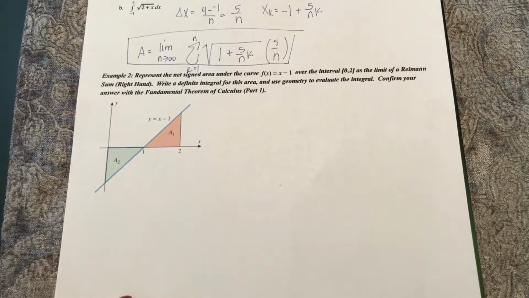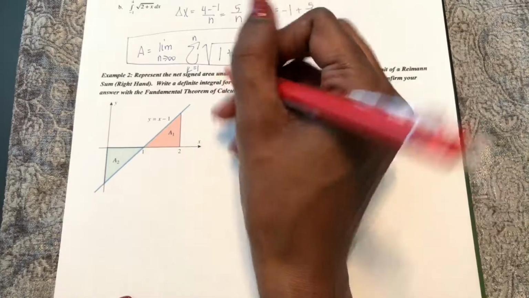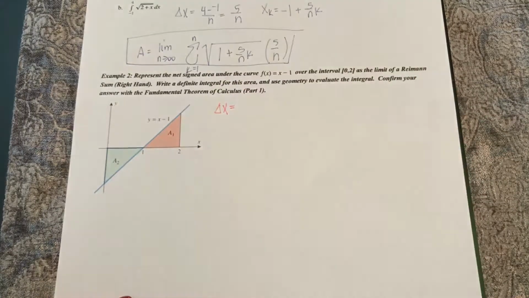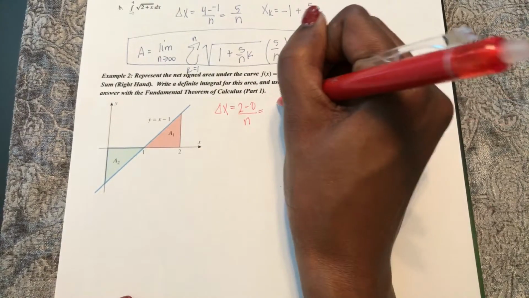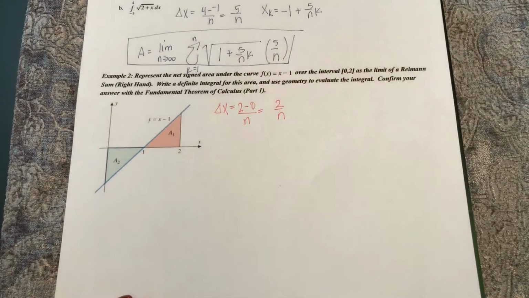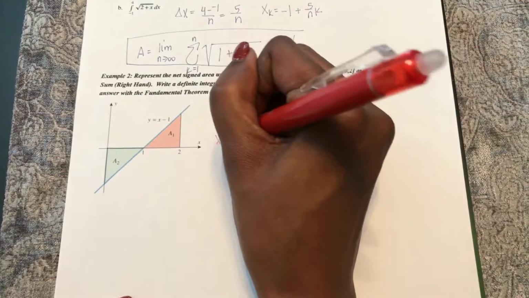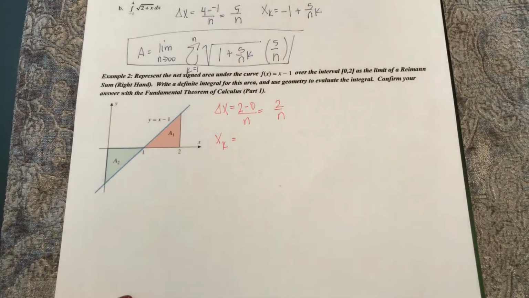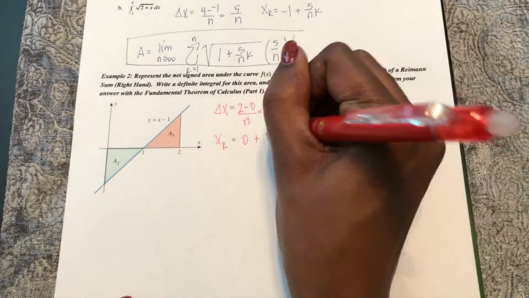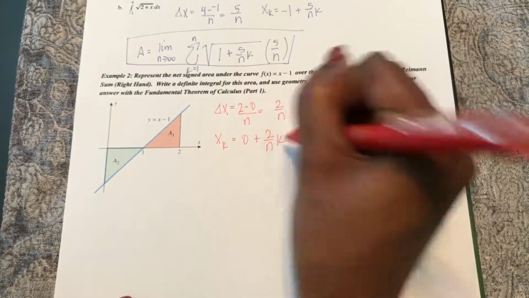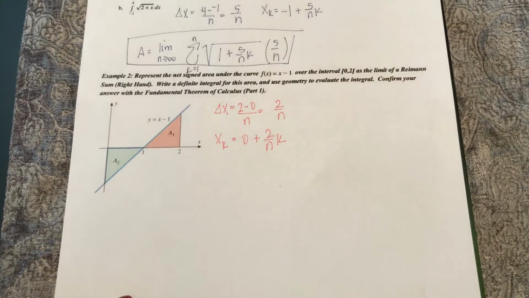So first, I want to write it as a limit of a Riemann sum. So first, I need to figure out the base of each of my rectangles. It's going to be b minus a over n, or 2 over n. And then I know that my right-hand Riemann sum x values are going to be a, which is 0, plus 2 over n k, or delta x k.